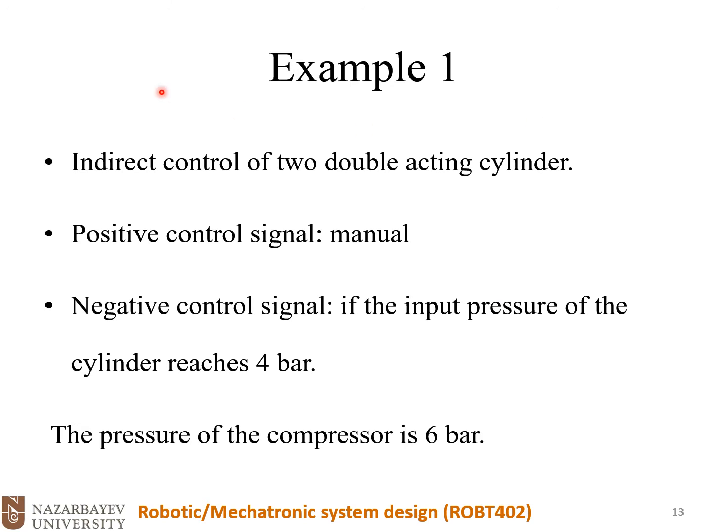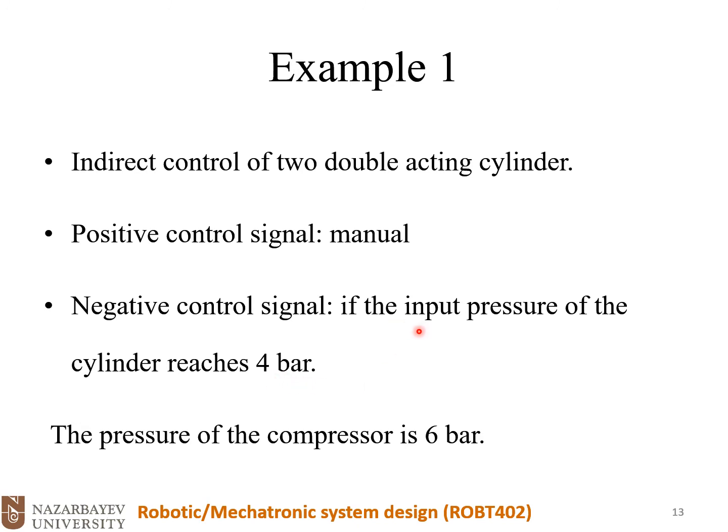Okay, example 1 on this topic. You want to have an indirect control of a double-acting cylinder. The positive control signal is manual, and the negative control signal is when the input pressure of the cylinder reaches 4 bar.